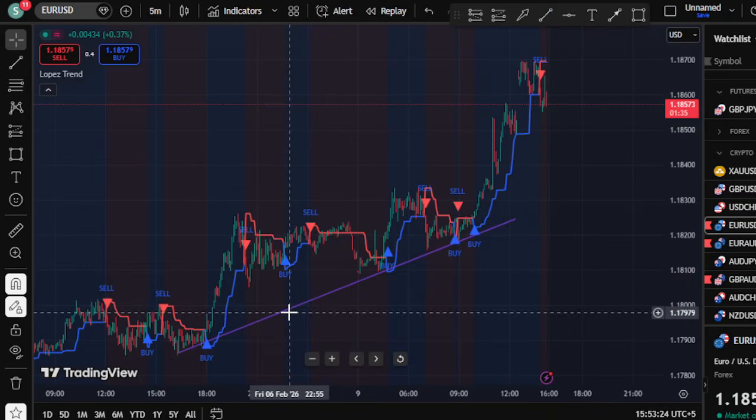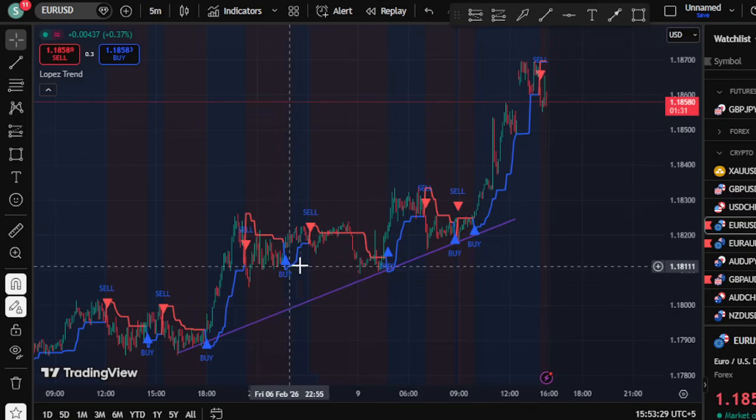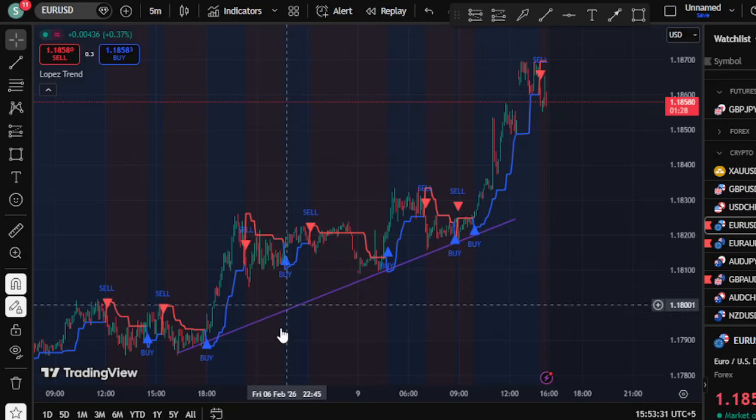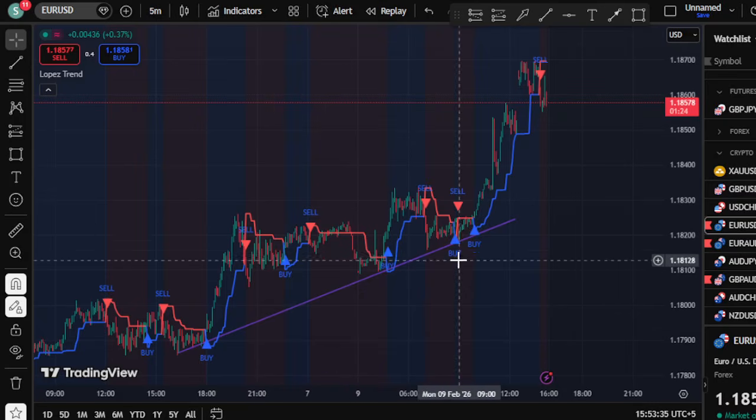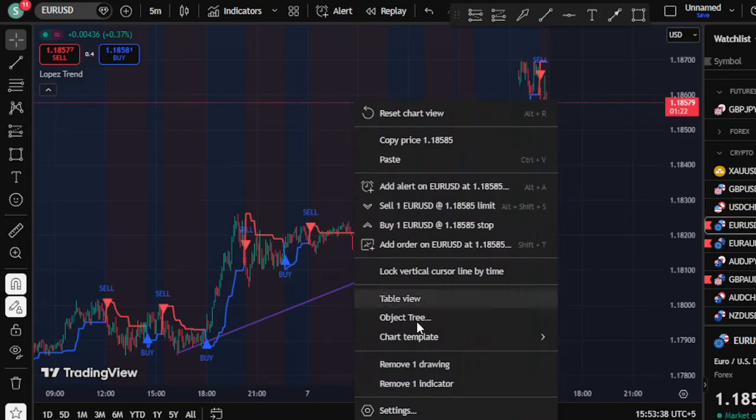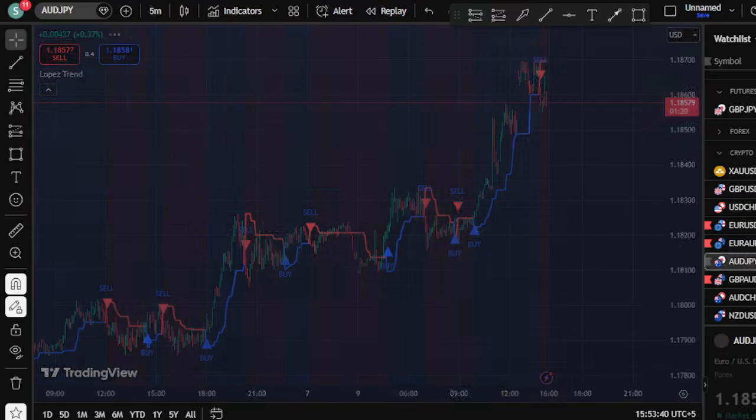Now, one more thing that I want to deliver in this video: when the signal is far from the trend line, like the buy signal is far from the trend line, then do not pick those signals. Exactly, you need to follow the signals which are near to the trend line, and then you can expect the upward move in that case.